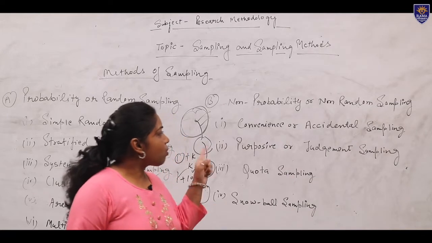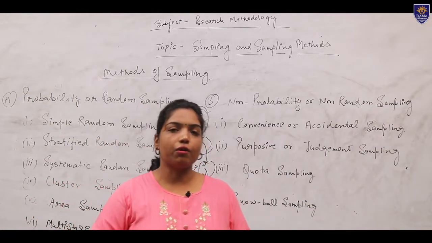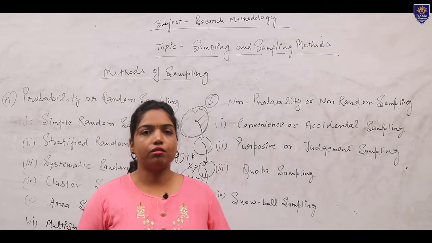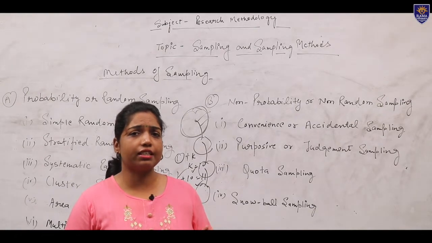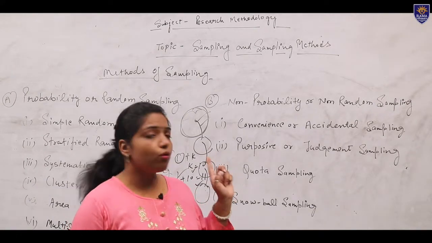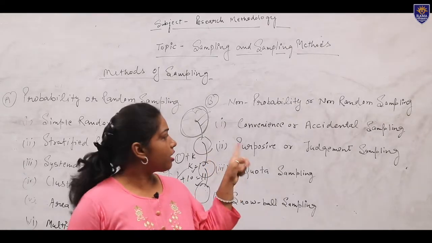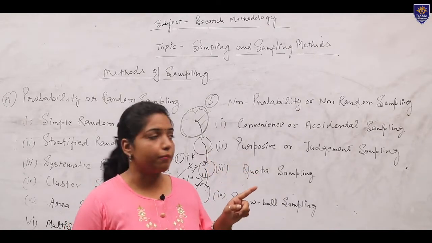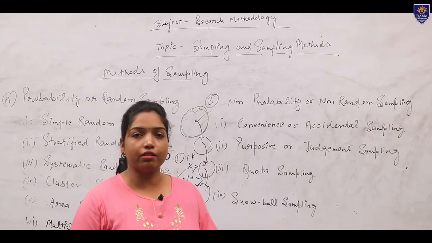The next one is non-probability or non-random sampling. As the name suggests, in non-probability sampling there is no probability law, there is no equal chance of being selected in a sample. So we can say that it is not as accurate as probability sampling. Probability sampling is more accurate and valid in comparison to non-probability or non-random sampling. There are 4 subdivisions of non-probability and non-random sampling.